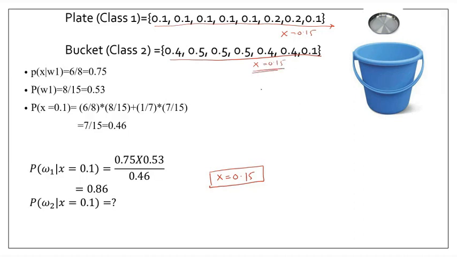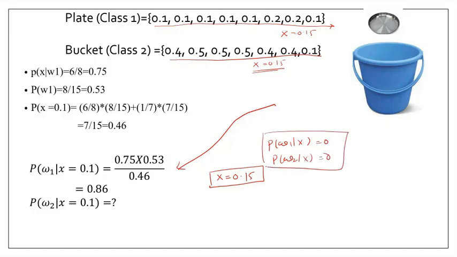If there is no evidence of 0.15, then when you calculate, the probability that it is omega 1 is 0 and the probability that it is omega 2 is 0. So you cannot take a decision based on this. Since there is no evidence of 0.15 in my list, this is going to happen. So what is the solution for this? Shall I go ahead like this? Then I cannot take the decision.